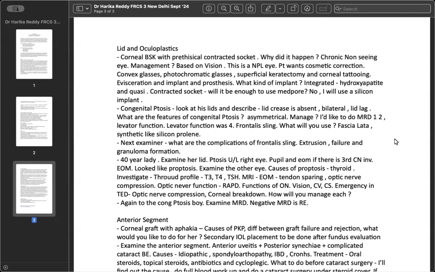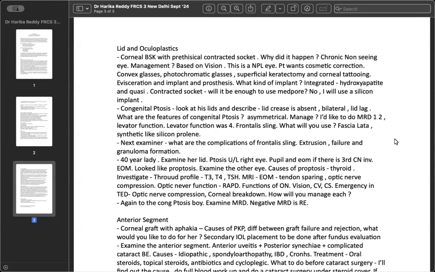He asked me, how would you check optic nerve compression? I told him that in her there was no RAPD, so it was normal. And then he asked me, what are the functions of optic nerve? So basically, the functions of optic nerve are vision, color vision, contrast sensitivity. I think there's one or two more. I forgot to write it, but I think I mentioned it.